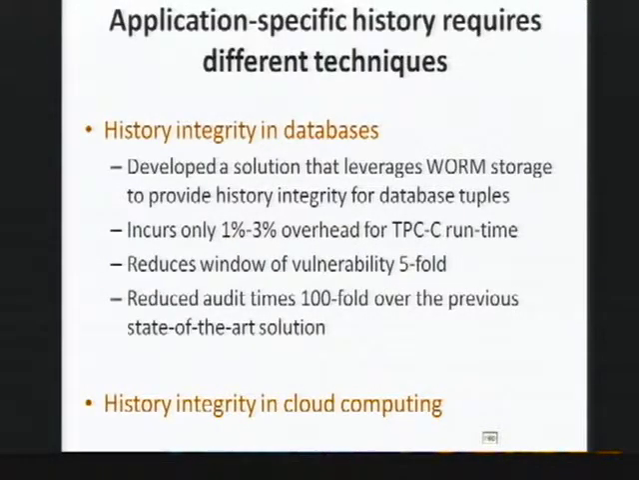In related research, which I'm not going to present today, we have looked into other application-specific areas as well. There we have looked into the history integrity problem in databases. That is how we can preserve database history, the history of transactions in a database, with as low an overhead as possible. We have developed a solution using trustworthy warrant devices, and we incur only 1 to 3% overhead for TPCC benchmarks in databases. And finally, we have also looked into how we can provide history integrity assurances for cloud computing.